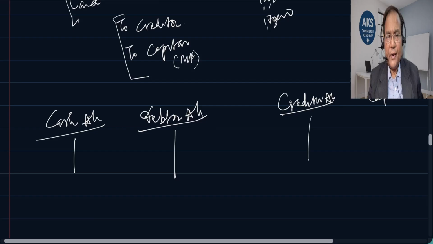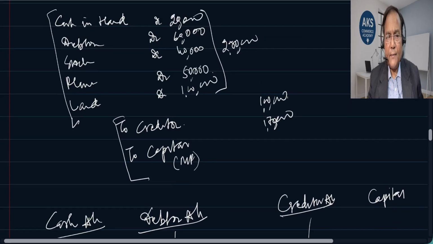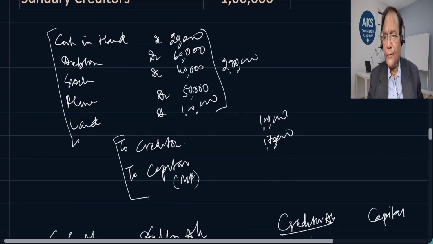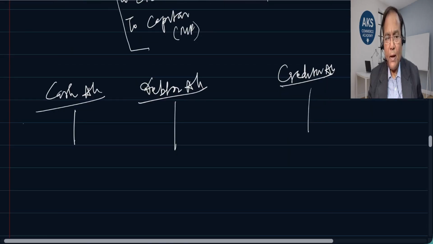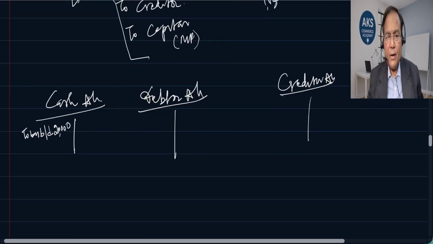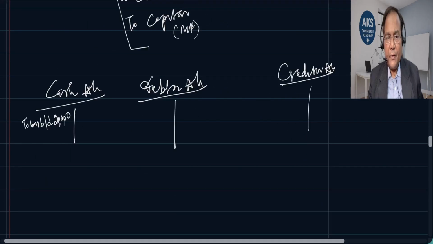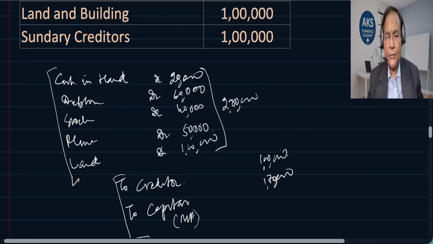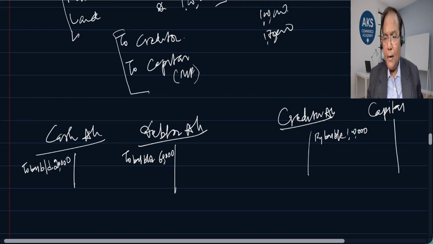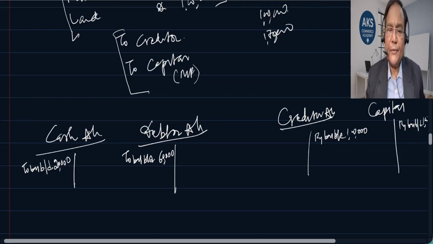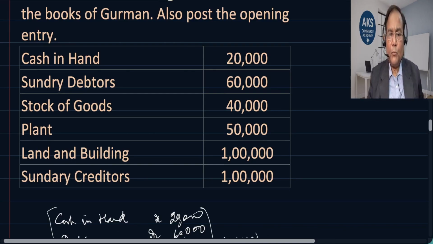So what is written here? Cash account is required to be debited. There is no transaction. This is opening, so 20,000. So how are we going to write here? To balance brought down 20,000. Similarly, debtor to balance brought down. These are all debit balances. How much? 60,000. Then creditor shows credit balance, so here by balance brought down, how much? 1 lakh. And capital by balance brought down 1 lakh. So this is how it appears. This is how the posting is done.